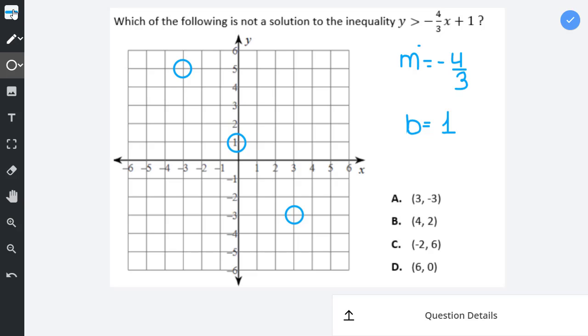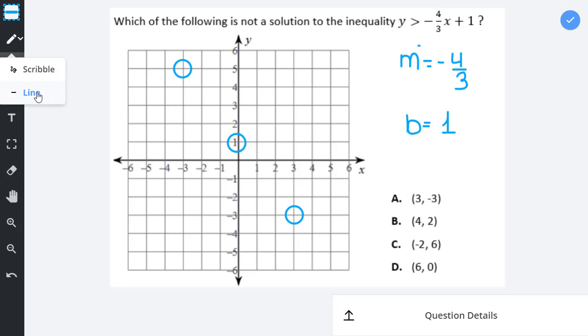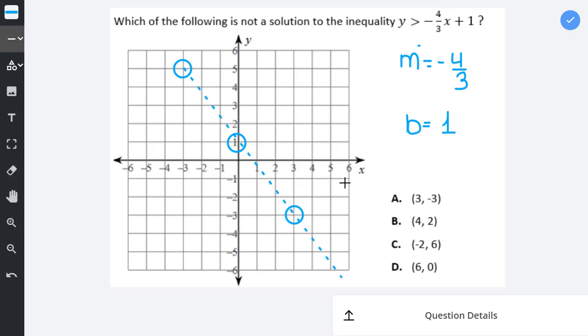With that, we're going to draw our dash line. So let's go ahead and select dash line. Go ahead and select the line, and then put your pencil there and connect the other points. Now that we drew that, we're going to shade.